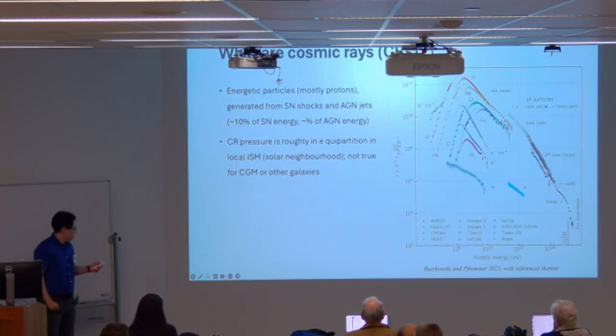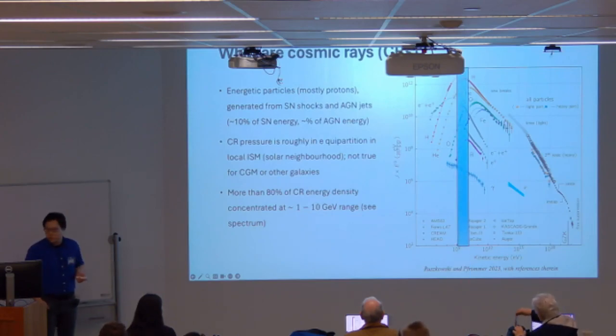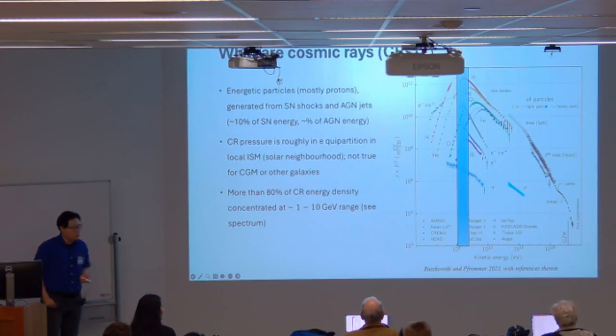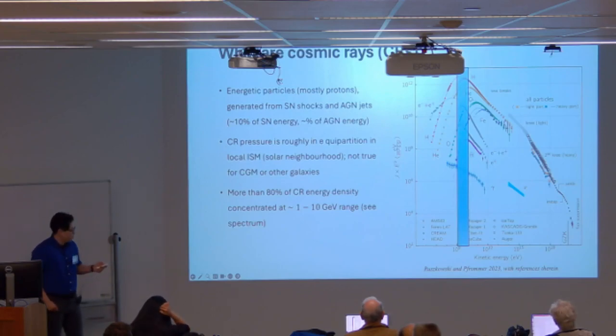One of the most important observational facts about cosmic rays is that although the full energy spectrum spans a wide range of energy, all the way from a few million electron volts to the GZK limit, more than 80% of the energy density is concentrated over a very narrow band of energy, about 1 to 10 billion electron volts. This is very important. It actually motivated us to model the cosmic rays as living in a single energy bin in our FIRE simulation, and that's what most FIRE simulations are doing right now.